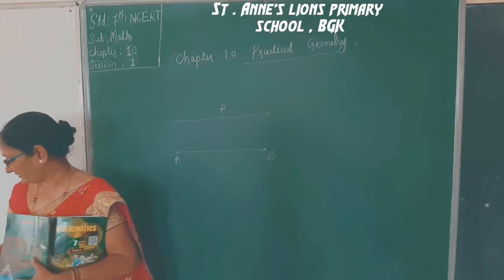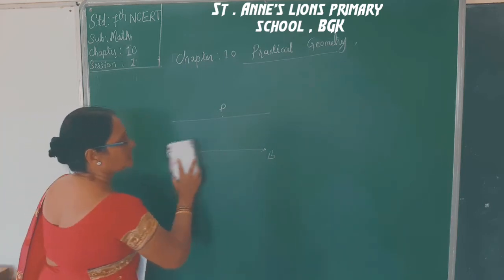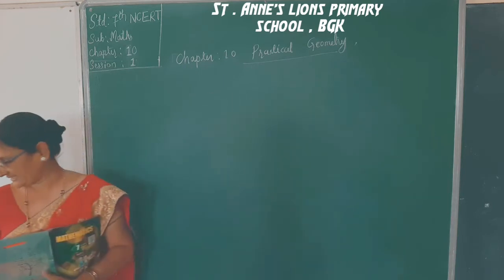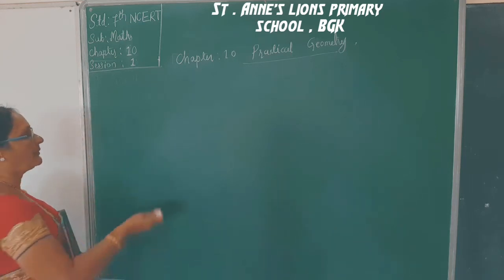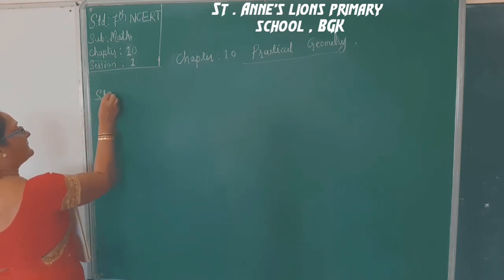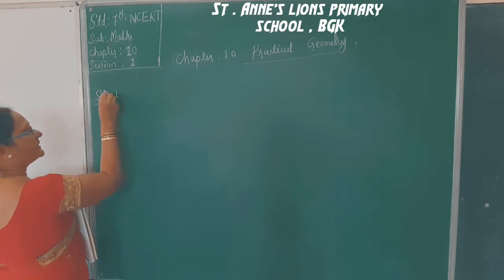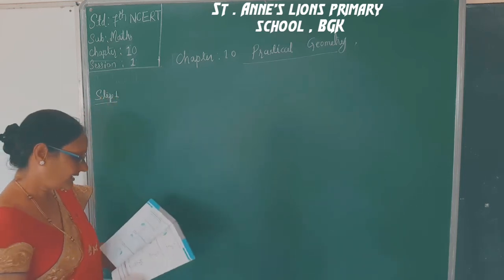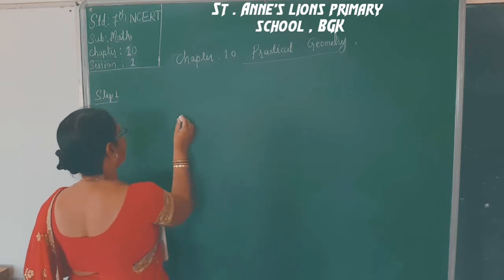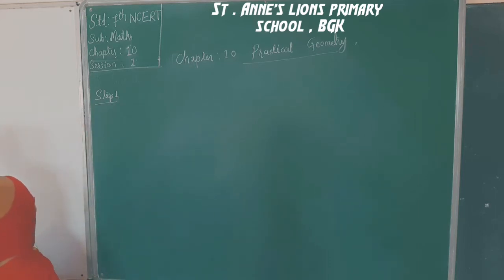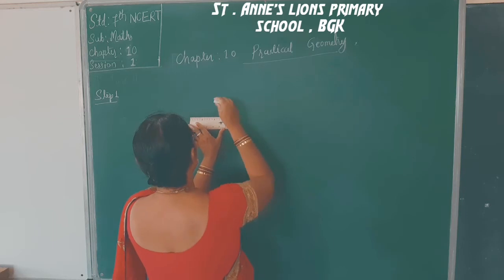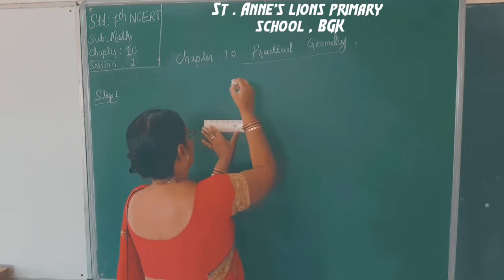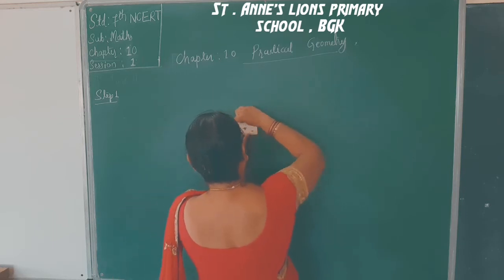Now I am going to take one example for you so that you can do 10.1 very easily. See now, one line I am taking, the step 1. What is the step 1? There are 7 steps. Take a line segment. One line segment I am taking. Take your scale with a convenient length. Take a line segment.